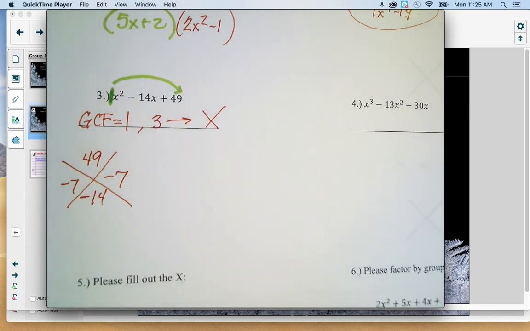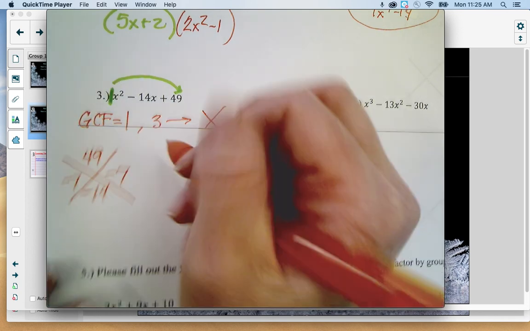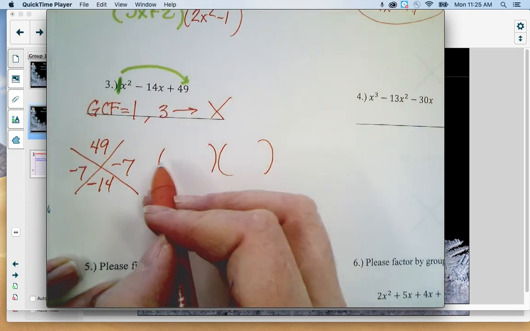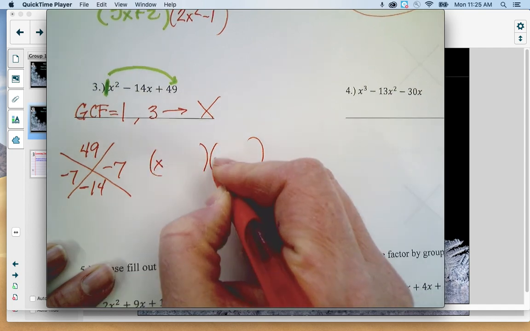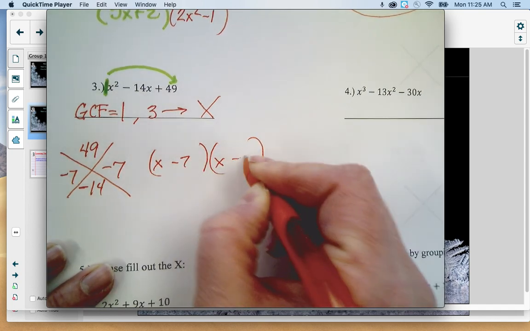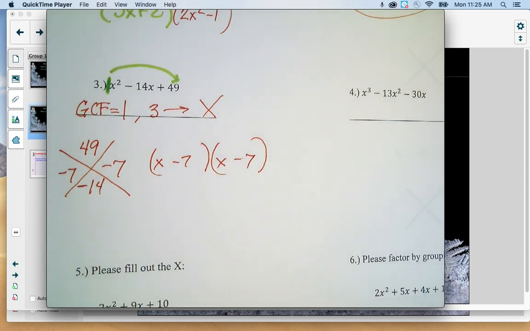Now I saw some of you stop here. This is the thought process, but did we actually factor? No, you need to give yourself those 2 groups. What times itself would give me x squared? X. And then I have the minus 7 and the minus 7.